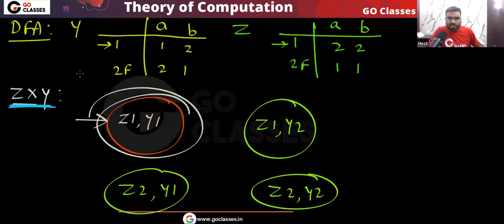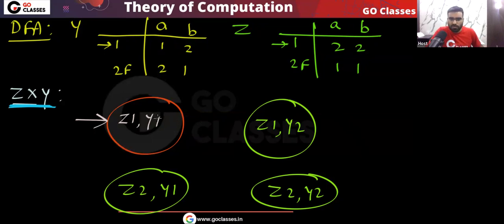Now you tell me, this initial state on symbol A, where will it go? Please tell me. You can see where Z will go on A: from state 1 on A, we go to state 2. Yes or no? So we go to Z2, and Y on A goes to Y1. So Z2 Y1. On symbol A, you will go here: Z2 Y1. Very simple.